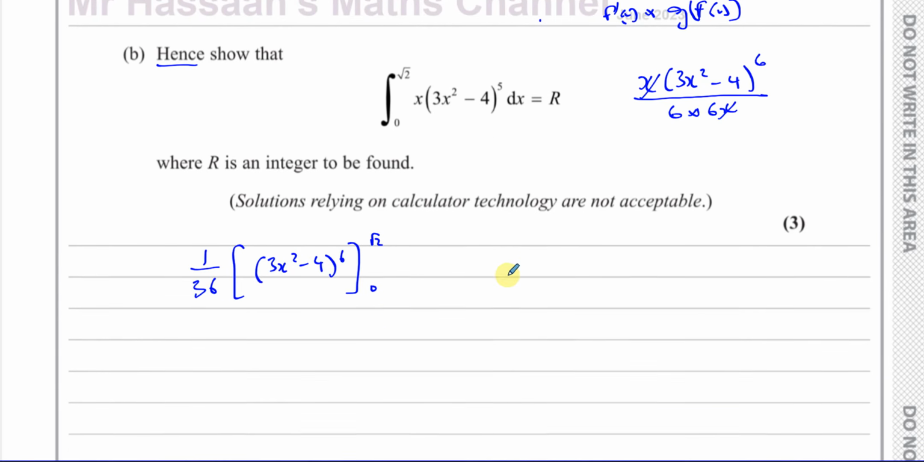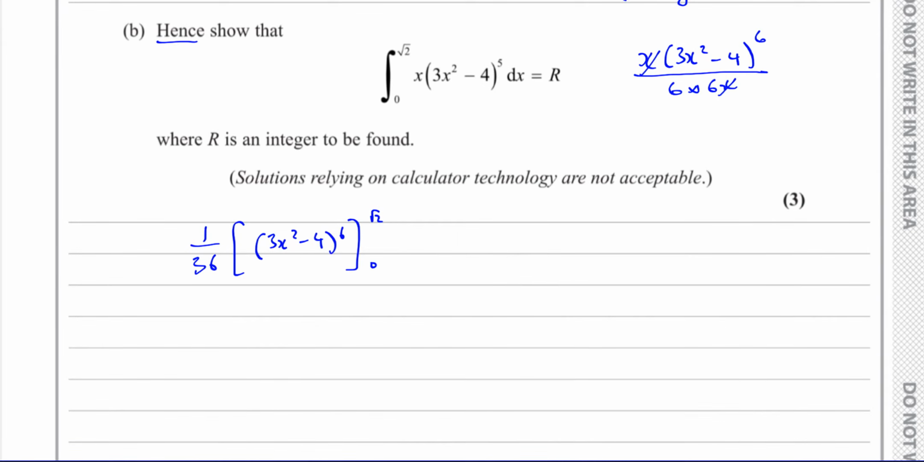Now we have to put in the limits and find the value of r. So r is going to be given when we put these limits in, which is going to be 1/36. I'll leave that out here. And I'm going to put root 2 instead of x. So that's going to be 3 times root 2 squared, which is 2, minus 4, raised to the power of 6, minus, and then I'm going to put 0 instead of x. So it's going to be 3 times 0, minus 4 to the power of 6.